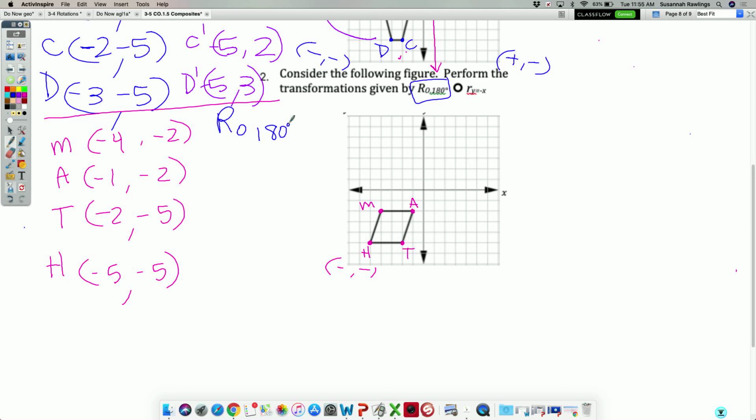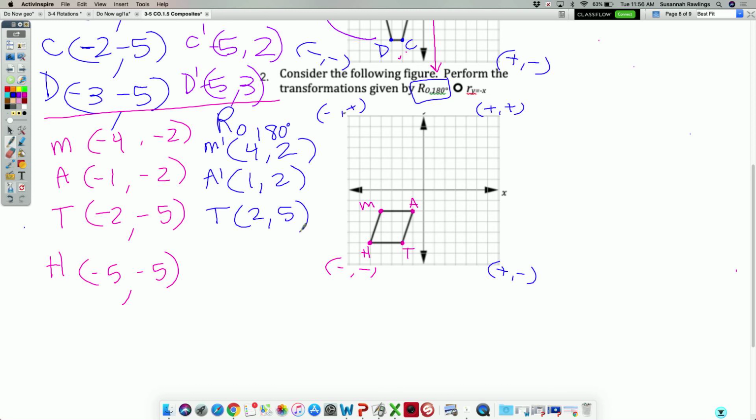Let's think about it logically. If I'm in the negative, negative, where am I going to end up for 180? Positive, positive, positive. Very good. So remember, my rule just tells me to change the signs, which makes sense. All my negatives are now going to be positive. I don't want to flip the point anymore for 180. So what would m prime be? 4, 2. Very good. I don't want to flip it. I just want to change the signs. So 1, 2, 2, 5, and h prime would be 5, 5.